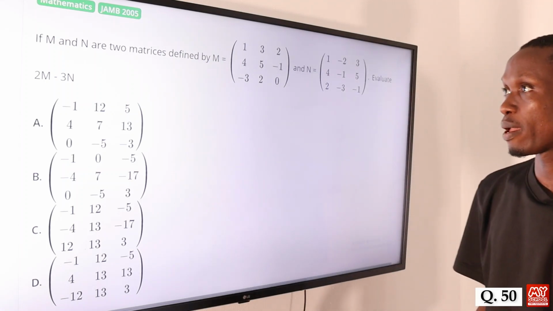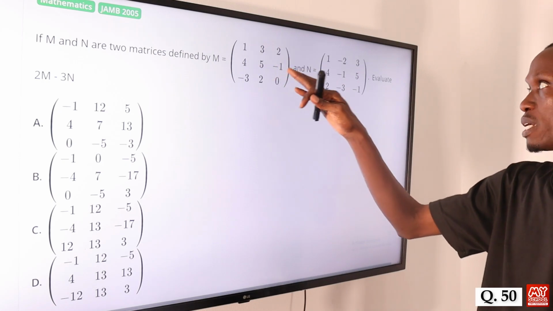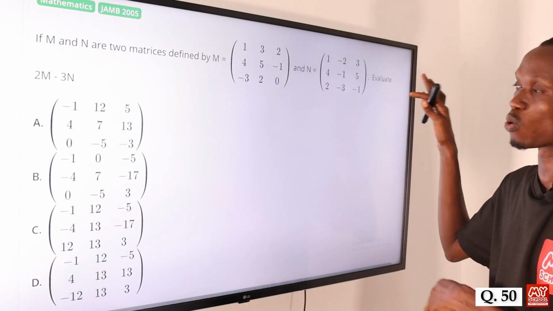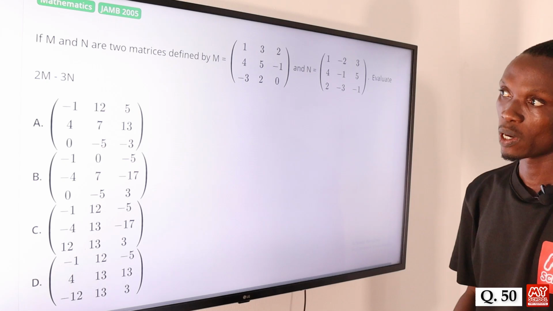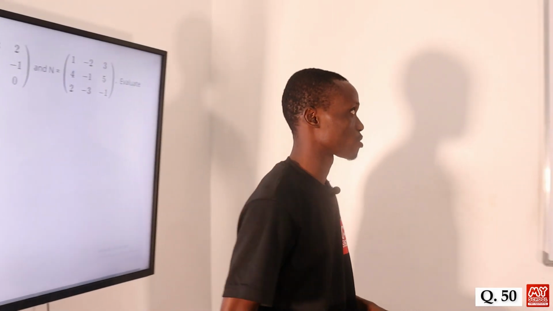1 and 3. Question 50. If M and N are two matrices defined by M with this element and N with this element, we are asked to evaluate 2M minus 3N. So let's move over to the board to provide the answer to this question.